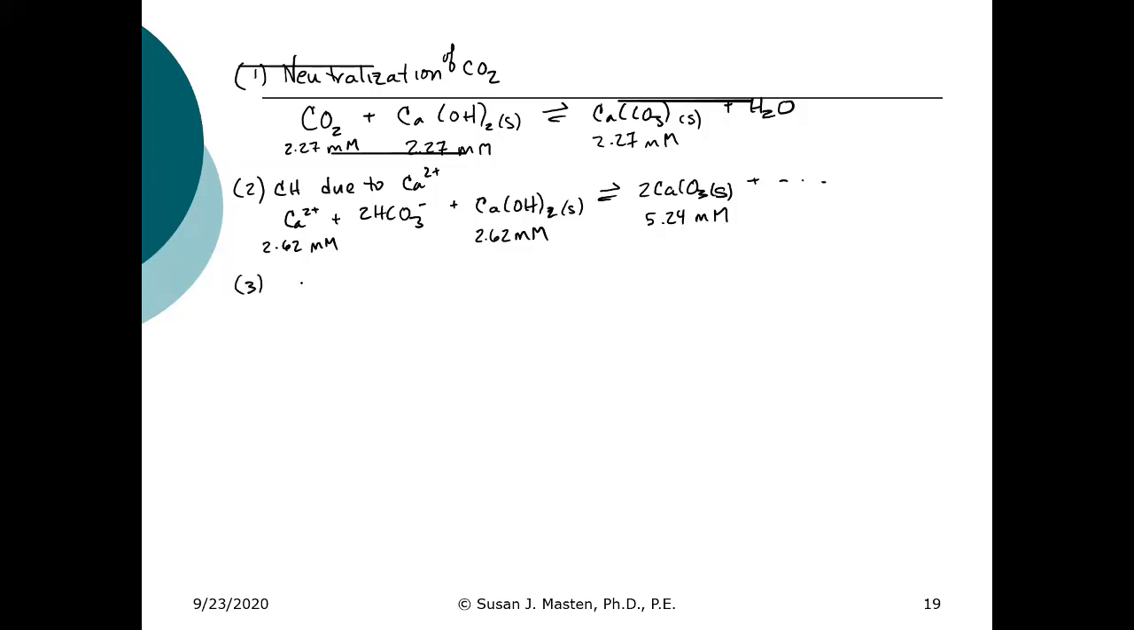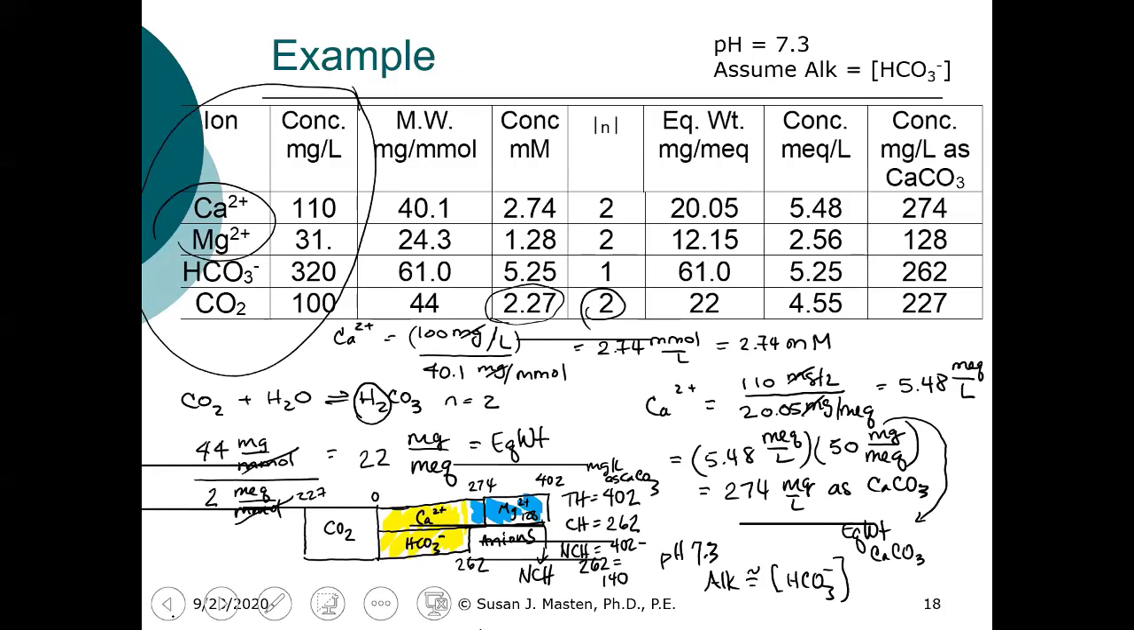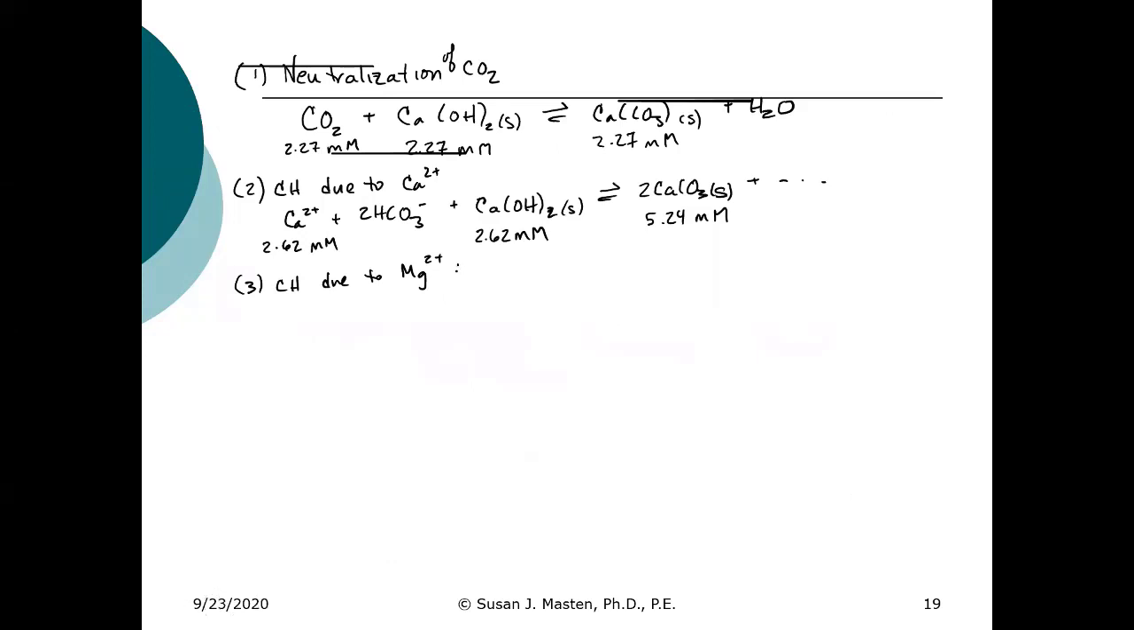The next reaction is the carbonate hardness due to magnesium. Let's look at the bar chart. How much carbonate hardness due to magnesium do we have? Remember, carbonate hardness corresponds to my bicarbonate. We have 0. Look at my magnesium. All of my magnesium is associated with other anions. So it's associated with non-carbonate hardness, not with bicarbonate or carbonate hardness. So this is 0, and we don't need to worry about carbonate hardness due to magnesium.